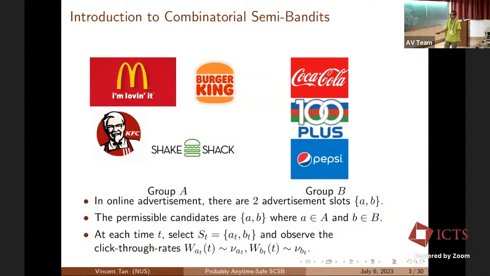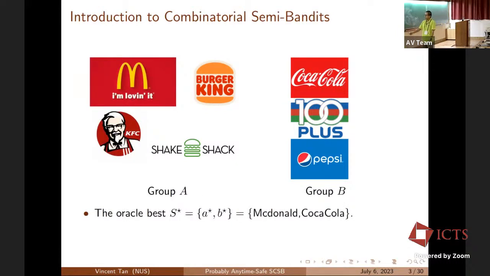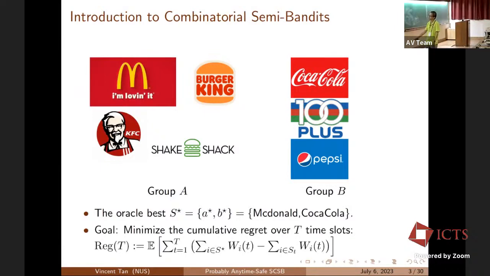Here we basically want to select subsets of a ground set, not too large, and we can observe the feedback from each of the elements or each of the items that we select, all right? Okay, let's hope this works. All right, so there is a certain Oracle best set, which is the set, for example, McDonald's and Coca-Cola here. And what do we measure our algorithm against? Of course, you have already heard about regret, but in our setting, the regret is defined in a slightly more involved manner, which I'll walk you through, okay?